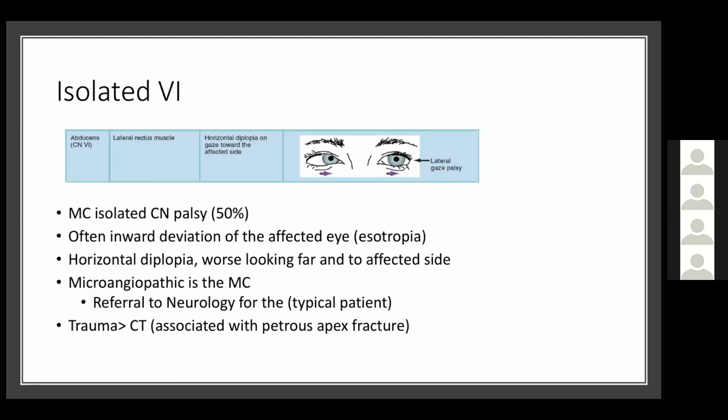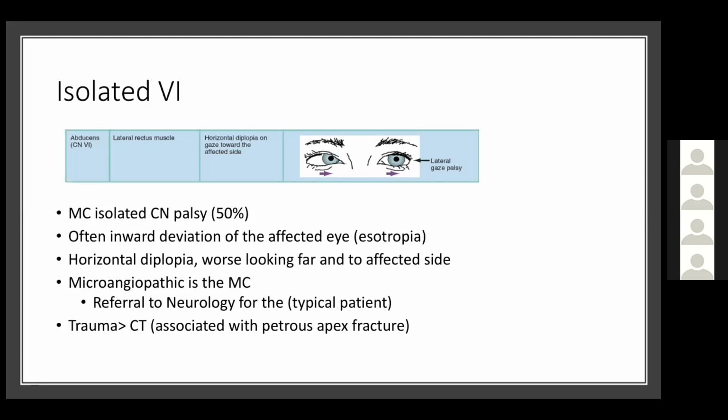However, the isolated sixth nerve palsy is the most common presentation; 50% of isolated cranial nerve palsies will be the sixth nerve. At rest, there is often an inward deviation of the affected eye, like esotropia. And keep in mind, the sixth supplies the lateral rectus. So if we lose the lateral rectus muscle, which is responsible for looking laterally, there is expected at rest to be some minimal inward deviation. A patient will have horizontal diplopia, worse looking far, and to the affected side, of course. Again, microangiopathic causes are the most common.